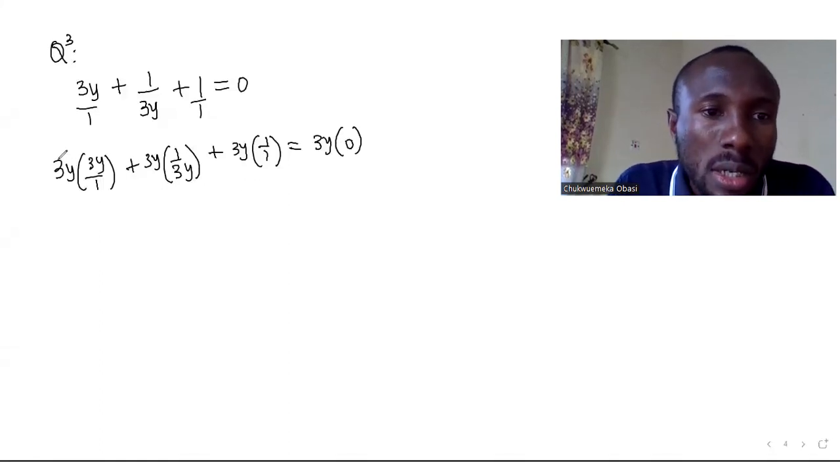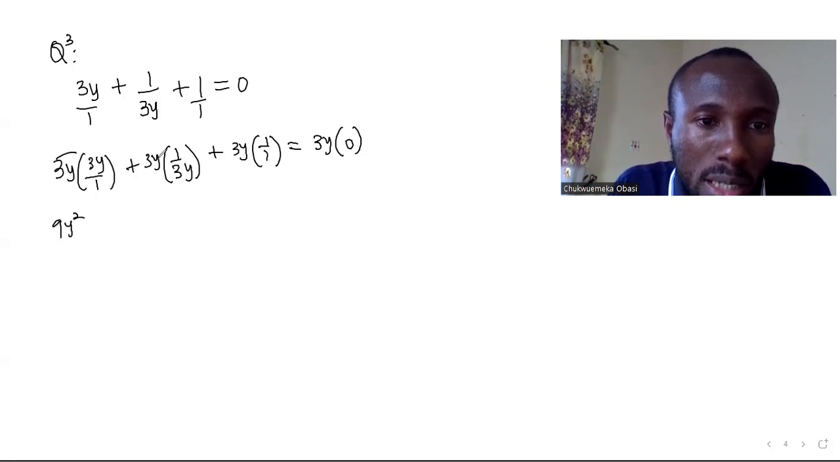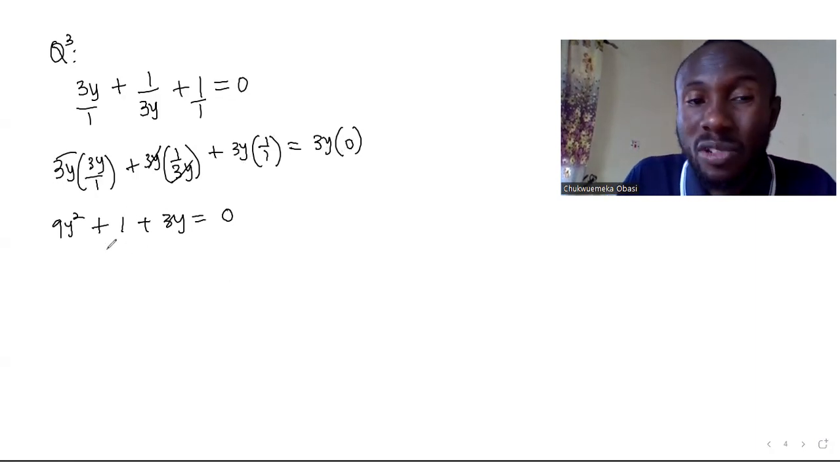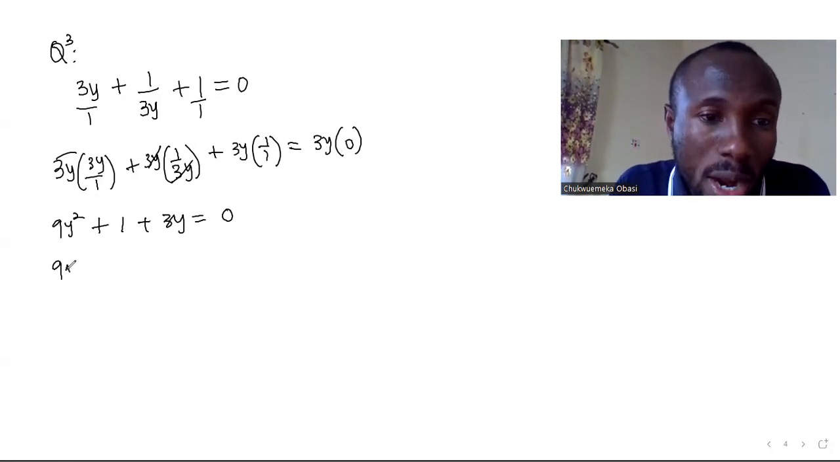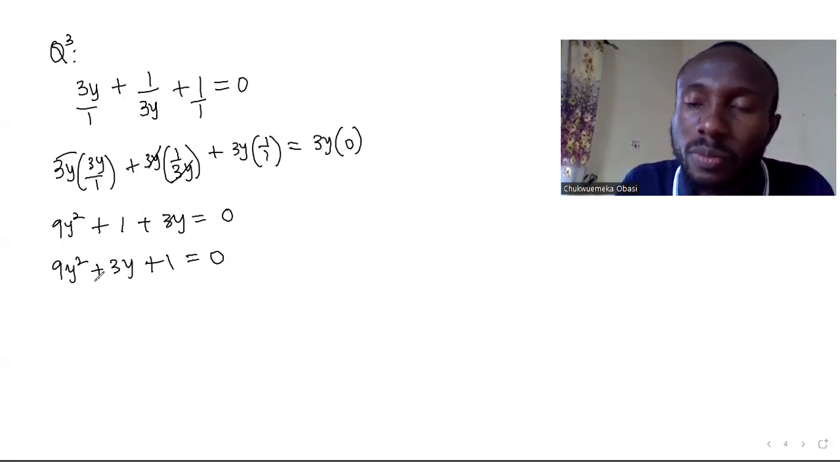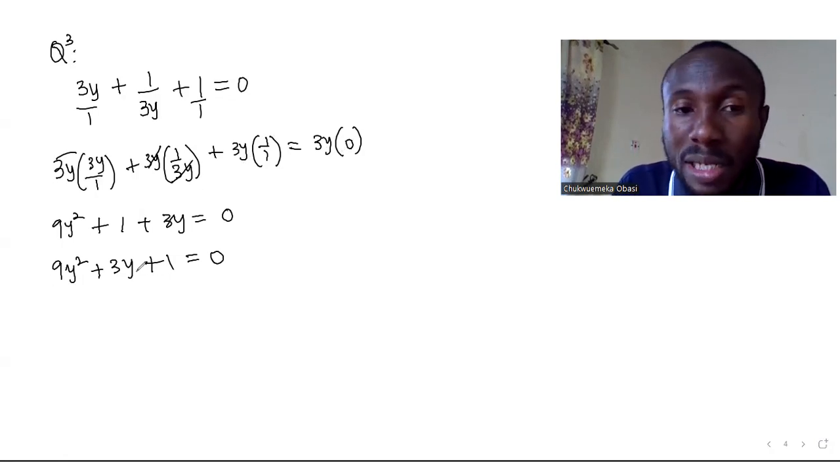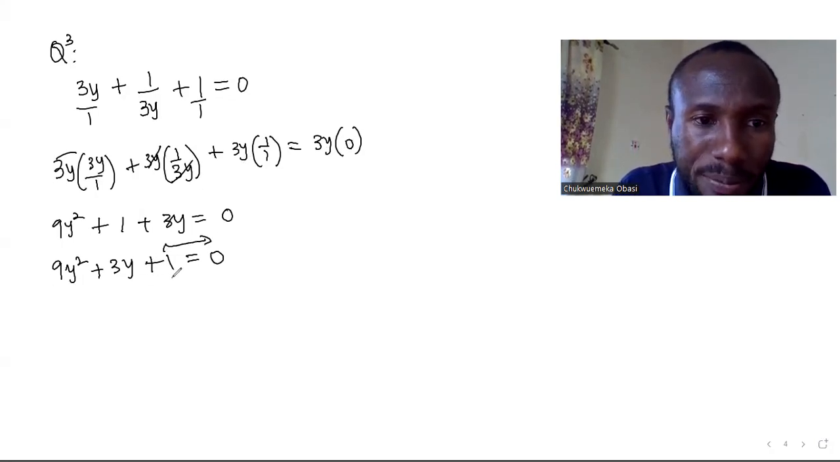All right, so 3y times 3y will give me 9y squared. And of course, this 3y is going to cancel out this guy, so you have 1. And 3y times 1 will give me 3y equal to 0. Anything times 0 is 0. So you can now rearrange them perfectly. So you have 9y squared plus 3y plus 1 equal to 0. All right, so now we have the quadratic equation. So you can now begin to apply the method. Take this guy to this side.